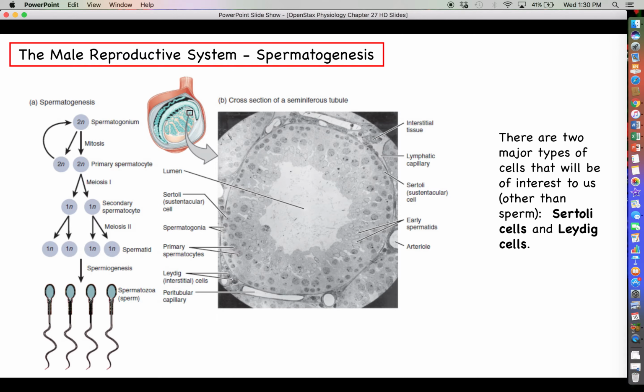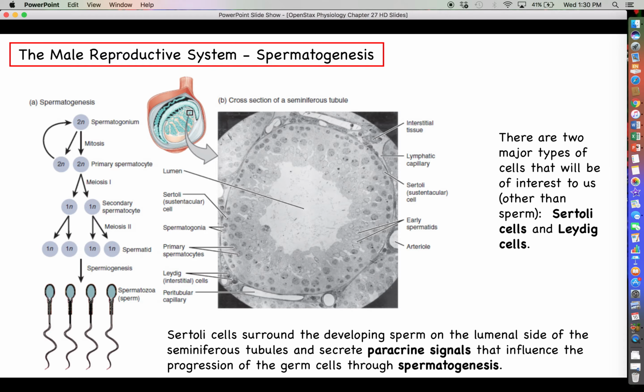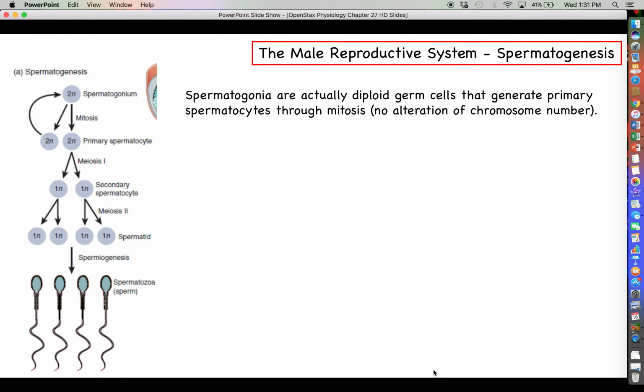So each one of these cells is going to serve a particular purpose here in terms of getting the spermatogenesis process going and maintaining it. So the Sertoli cells, which as we said are actually within the seminiferous tubule on the luminal side, meaning the side that is closest to the lumen, are going to secrete paracrine signals. These are signals that obviously don't get into the bloodstream, otherwise we'd call them hormones. These paracrine signals are going to influence the progression of what are called germ cells through spermatogenesis.